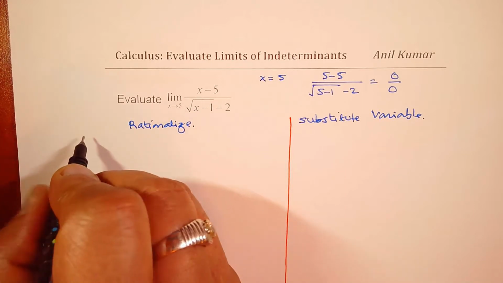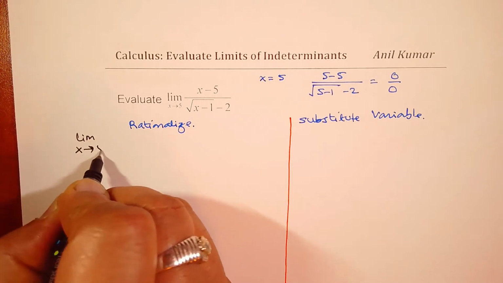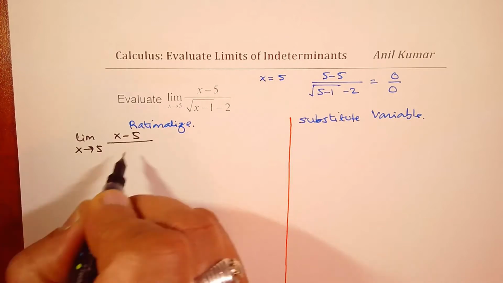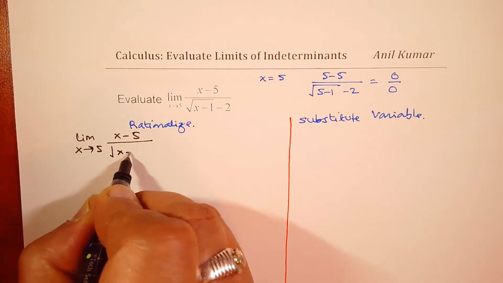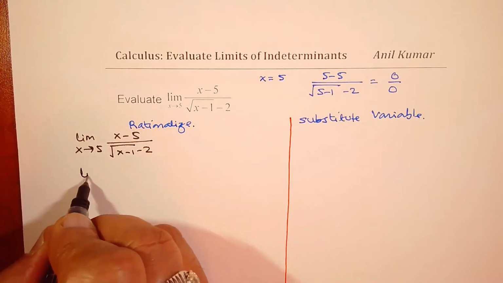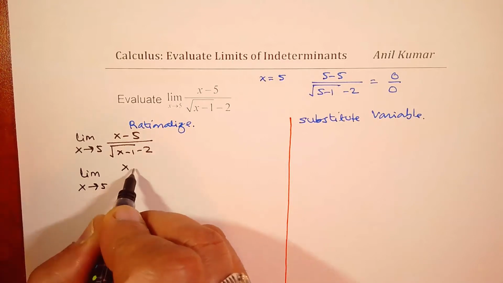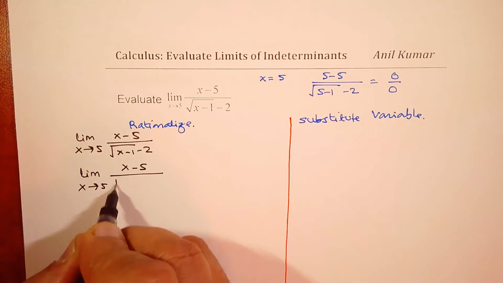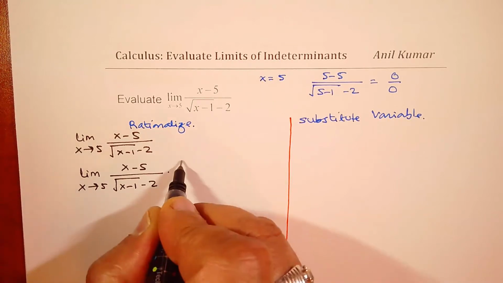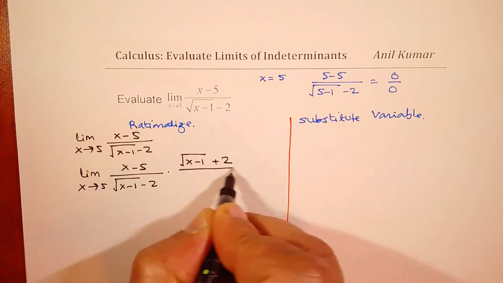We need to evaluate the limit when x approaches 5 of (x minus 5) divided by (square root of (x minus 1) minus 2). To rationalize, what should we do? We should multiply and divide by its conjugate, right? So we have (x minus 5) over (square root of (x minus 1) minus 2), multiplied and divided by (square root of (x minus 1) plus 2). Perfect?